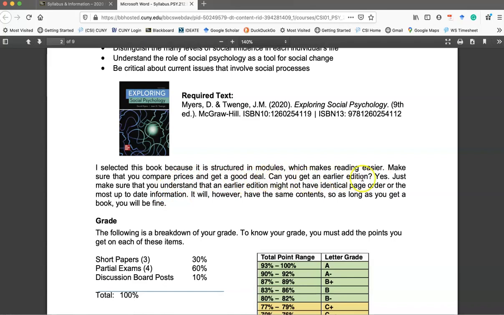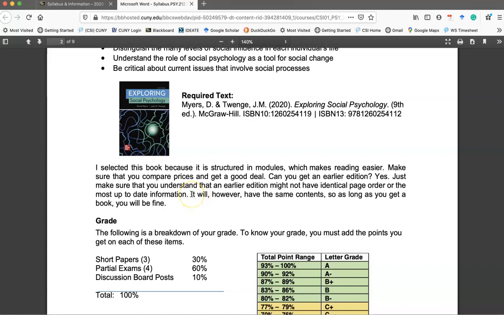Can you get an earlier edition? Yes. Just make sure that you understand that an earlier edition might not have identical page order or the most up-to-date information, right? You know how this works. So the reason why there are new editions is because information changes.